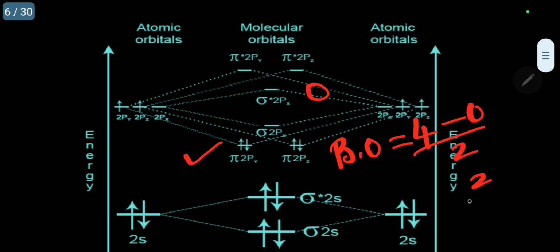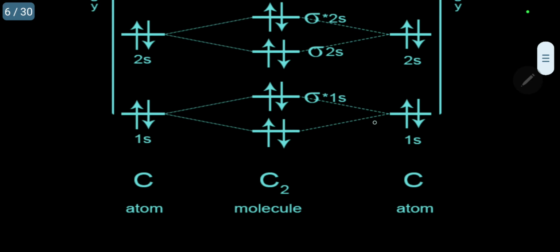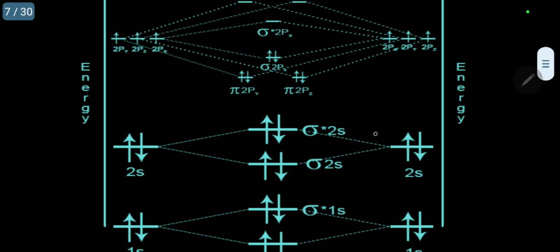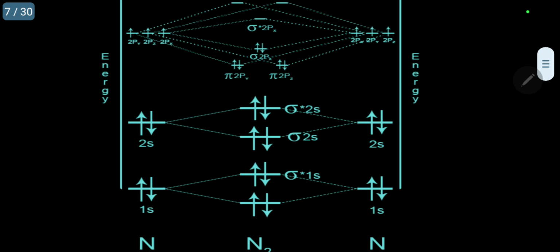So the answer is 2. So carbon C double bond C, it is existing. So we are proving that the C2 molecule is forming. The same way, now we come to our nitrogen. Please follow. Question asked in nitrogen.